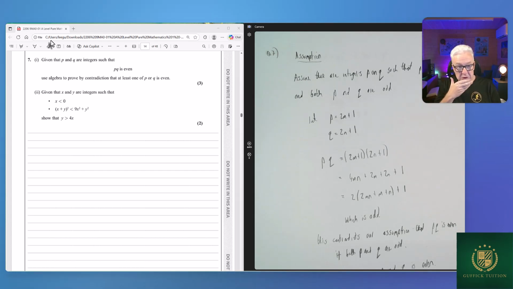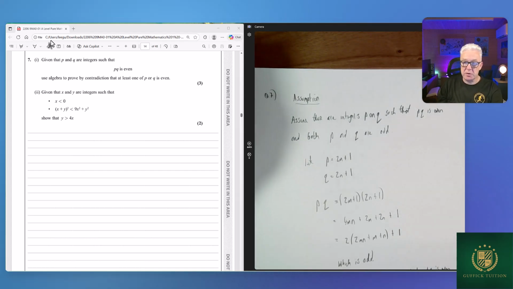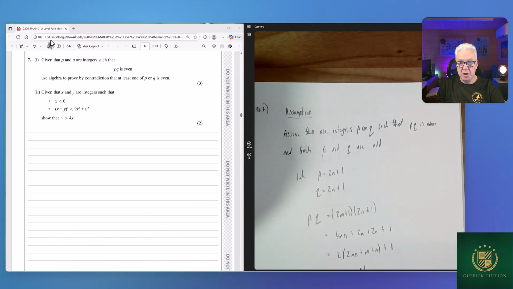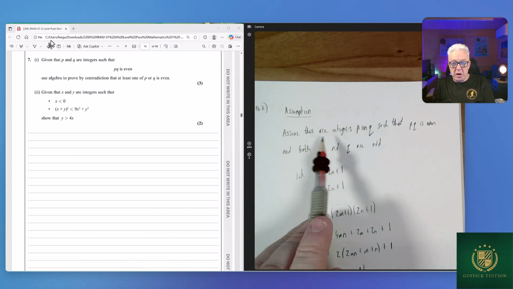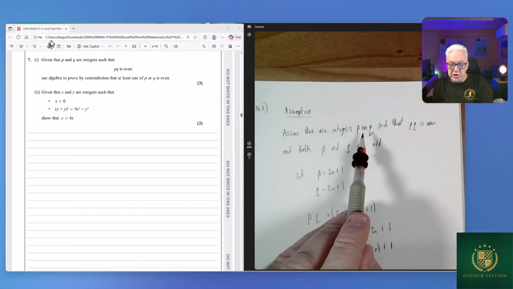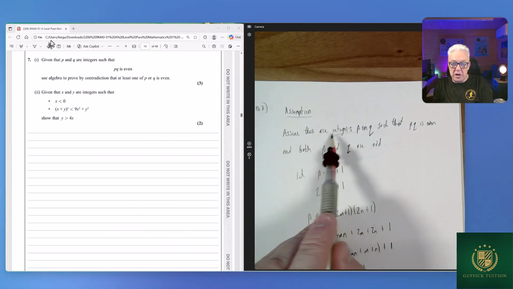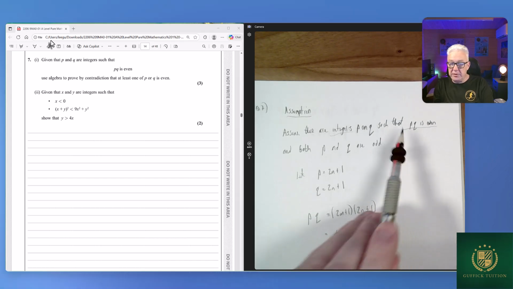Now, first things first, we've got to come up with what's sometimes referred to as our contrapositive statement, which is where we assume something that's the opposite and show that it leads to a contradiction. We're given that p and q are integers, so we can't be changing that, and we're given that p times q is even. So the things that we're not going to be changing are the fact that p and q are integers and the fact that p times q is even.